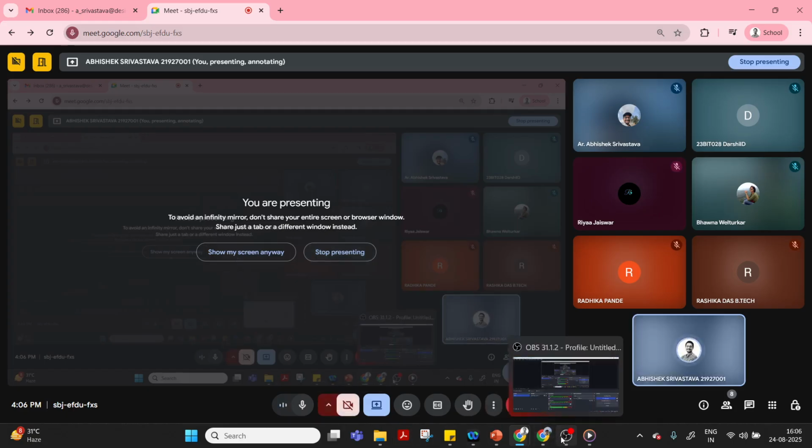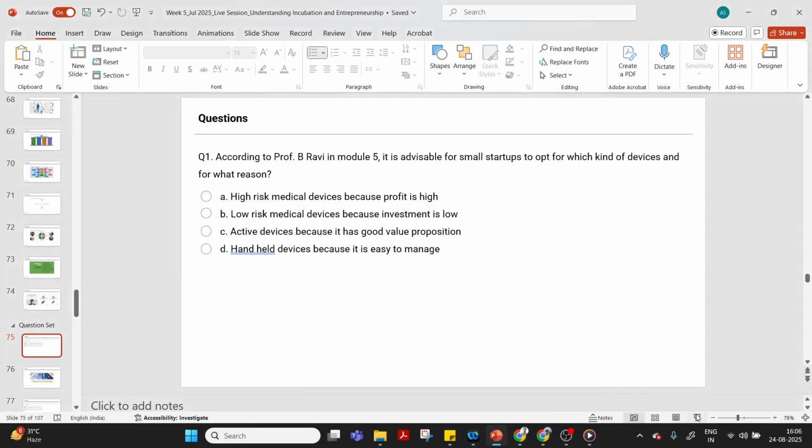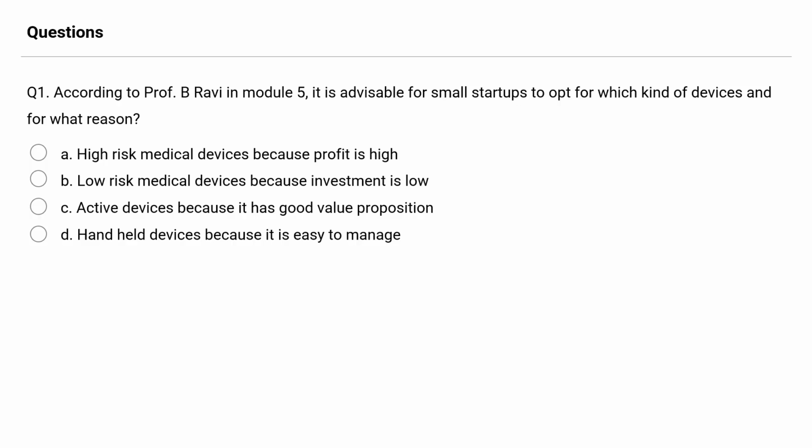So here we start with our set of 10 questions. The first question is, according to Professor B. Ravi in Module 5, it is advisable for small startups to opt for which kind of devices and for what reason. So think, you've got enough time to ponder upon it. The options are: A, high risk medical device because the profit is high; B, low risk medical device because the investment is low; C, active device because it has got good value proposition; and D, handheld device because it is easy to manage.